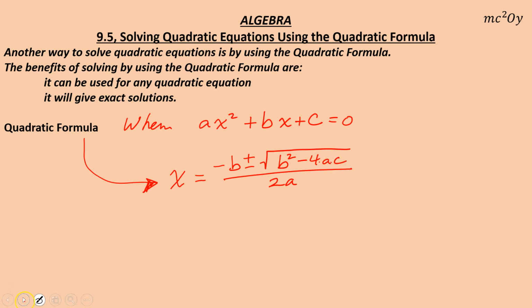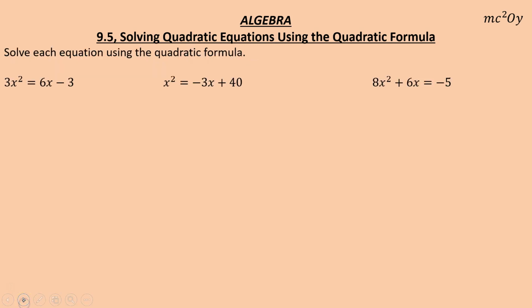So we're going to try some problems out using that. Solve each equation using the quadratic formula. Remember, first you have to put it in the form of ax squared plus bx plus c equals 0. So I'm going to start by doing that in this first one here: 3x squared equals 6x minus 3. I always like to keep a positive. However, it doesn't really matter; you could have moved the 3x over. I'm going to move the 6x and the negative 3 over.